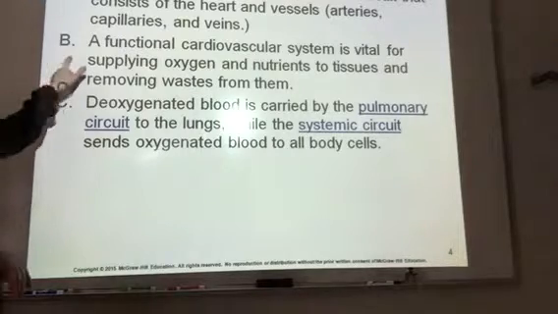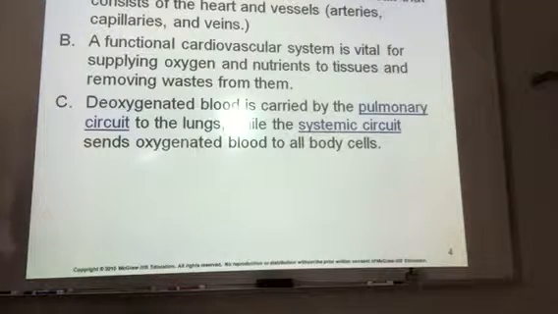A functional cardiovascular system is obviously vital for supplying oxygen and getting the nutrients that you need to all of the cells and tissues so that they can stay alive, and then also wastes are carried through the bloodstream. So my cells need nutrients and oxygen. My cells make waste, and my blood is going to transport them throughout my body.